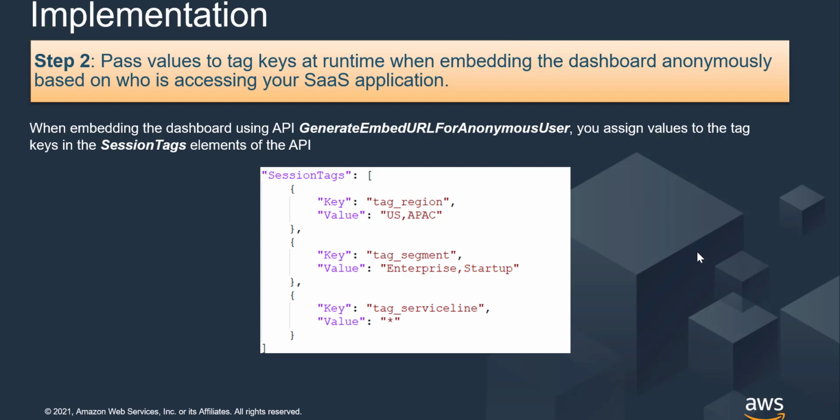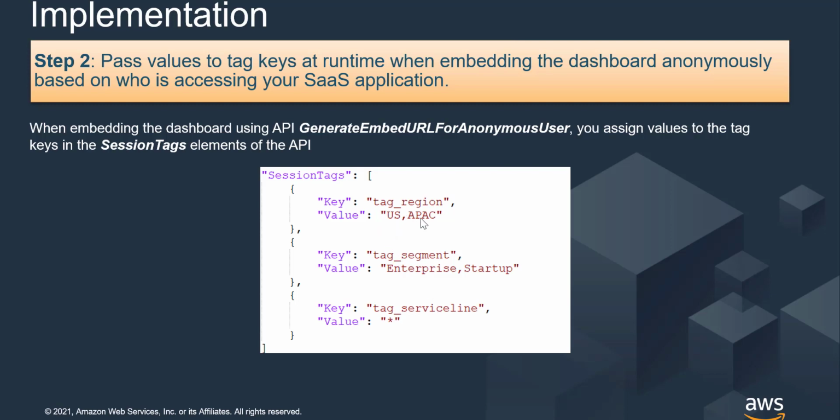So that is step 2, passing values to tag keys at runtime when embedding the dashboard anonymously based on who is accessing your SaaS application. For that, you will be using the generate embed URL for anonymous user API. In that we have an element called session tags, and in this element you'll be defining the values or assigning values to the tag keys that you created in the earlier step, step 1. So if you recall, I had 3 different keys: tag region, tag segment, and tag service line.